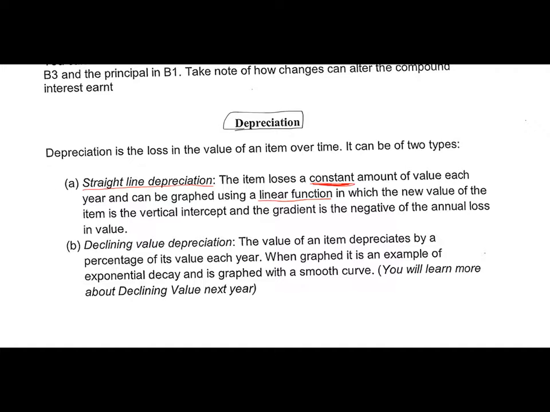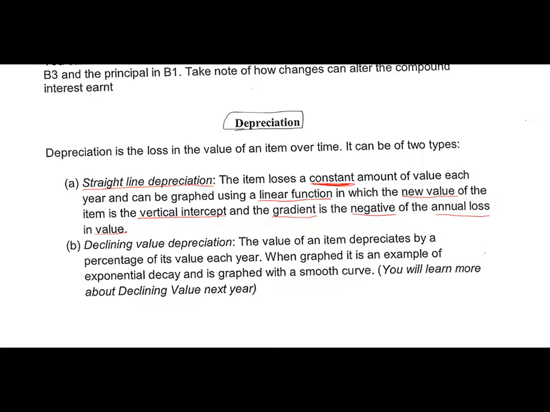The vertical intercept is the initial amount that the item is worth, it calls it the new value here. The gradient is the negative of the annual loss in value. In other words, if your gradient is minus 300, it means that it's losing $300 per year.